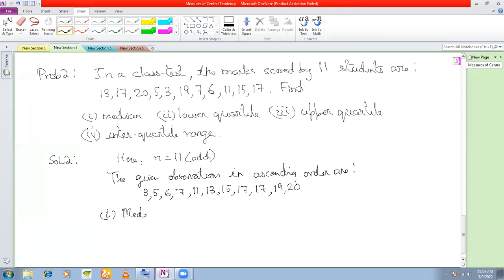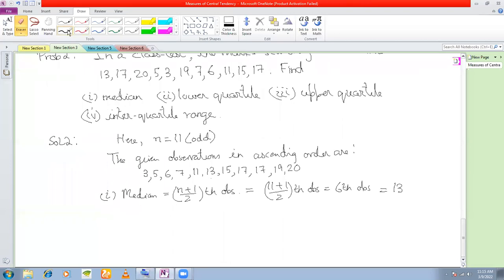First question is median. Median for an odd number of observations is n plus 1 by 2th observation. So n plus 1 by 2th observation here is 11 plus 1 by 2th observation, which is 12 by 2, which is 6th observation. So which one is the 6th observation? First, second, third, fourth, fifth, and 6th from the left hand side. So your 6th observation here is 13. So your median here is 13, right? So this part you have already done in your class 9.